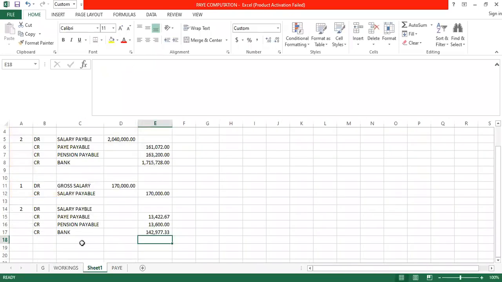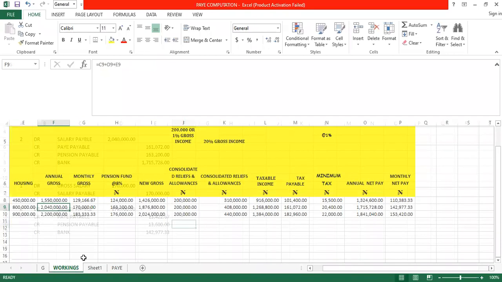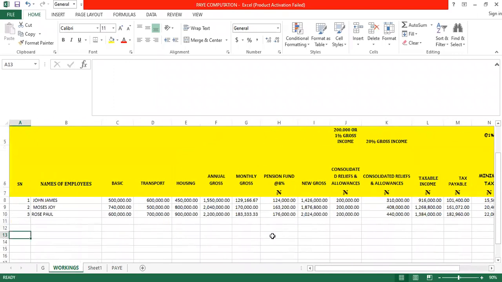So I bring it here. By the time we add the three together, this figure plus this figure plus this figure, what do we have? We have 170,000 of the gross salary which is supposed to be collected. So that is just the simple way of calculating payroll. It's not that difficult using Excel to calculate it.